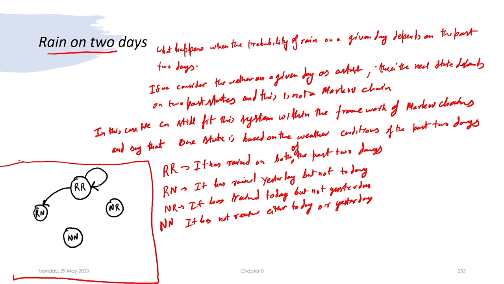But if it has rained today, then if it rains tomorrow, tomorrow's yesterday is today's today. So, we stay in this state. On either day it can either rain or not rain. So, if it rains tomorrow, we stay in the same state, but if it does not rain tomorrow, we go to the RN state, which means that it has rained yesterday, but it did not rain today. So, from this state we cannot go to the state where it did not rain yesterday but rained today, or neither today nor yesterday. So, not all states are directly connected to each other.